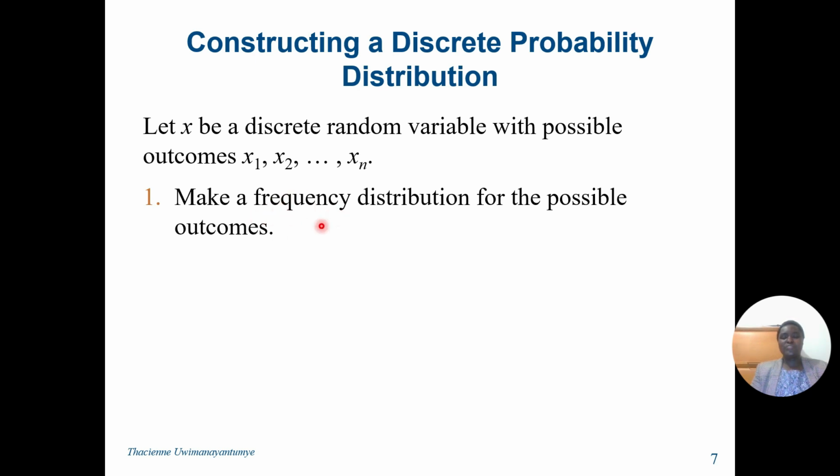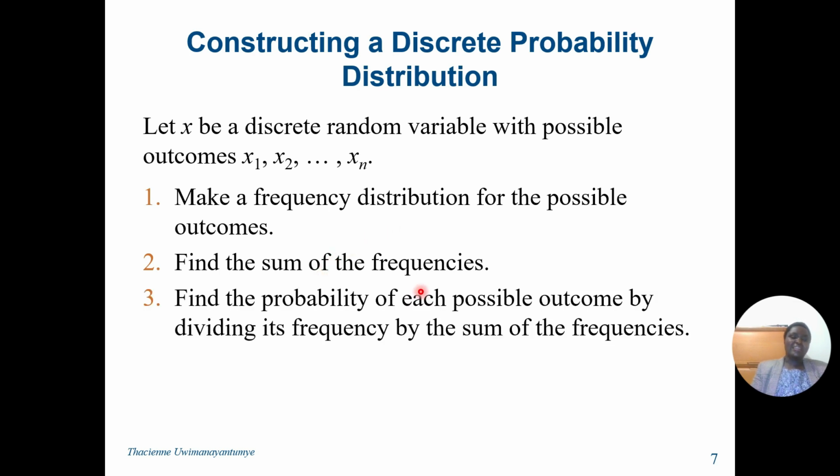Secondly, you need to find the sum of the frequencies. And third, you need to find the probability of each possible outcome. How do you find the probability of each possible outcome? You have to divide the frequency that you calculated in step 1 by the total sum that you calculated in step 2.